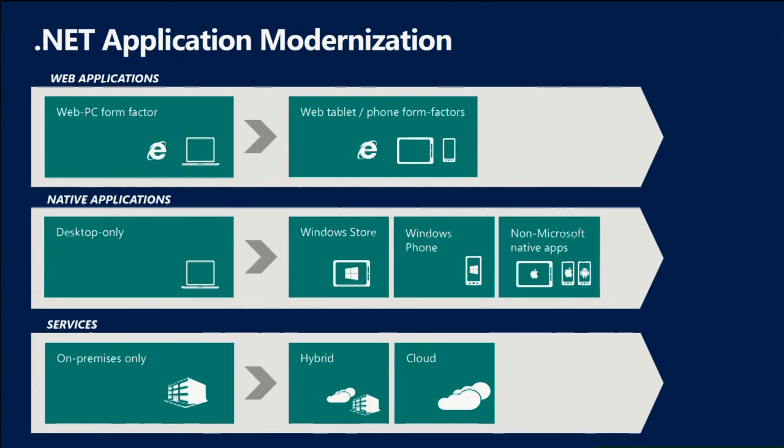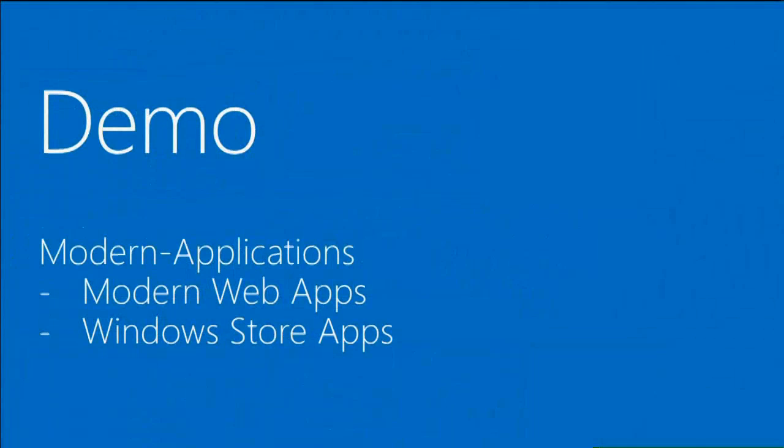And regarding services, we are coming from on-premises, your own data center, to the cloud, or even a hybrid cloud, which is part of your systems are in the cloud, but then you have a secure link, linking the cloud with your on-premise data center. So let's do a demo about modern web apps and also about Windows Store apps.